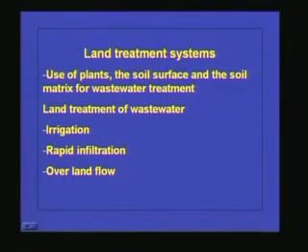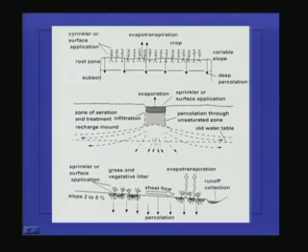So, if you want to see what this land treatment system or phytoremediation is, here we use plants, the soil surface and the soil matrix for wastewater treatment. So, that is what is known as land treatment systems. Land treatment of wastewater can be done either using irrigation, or by rapid infiltration, or by overland flow. So, these are the schematics of each and every process.